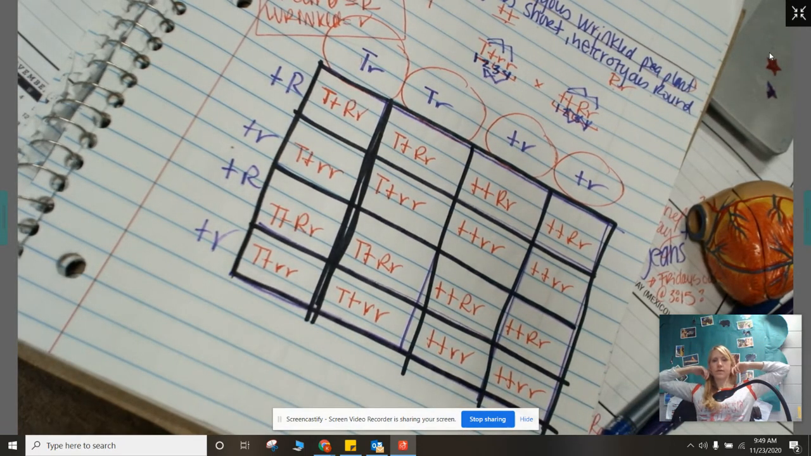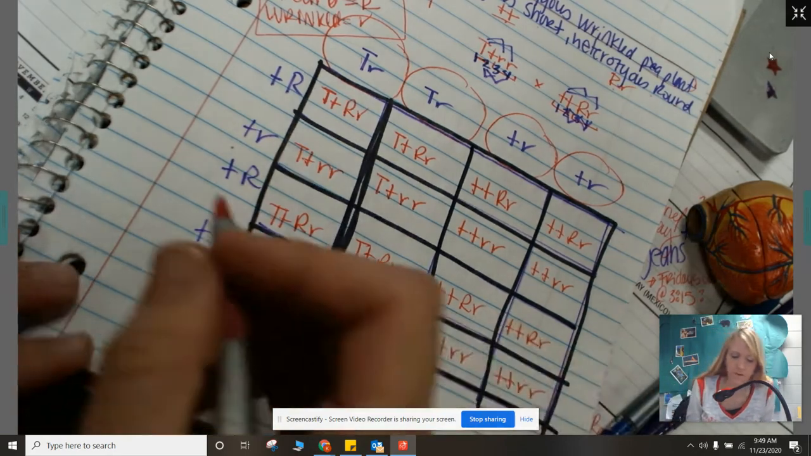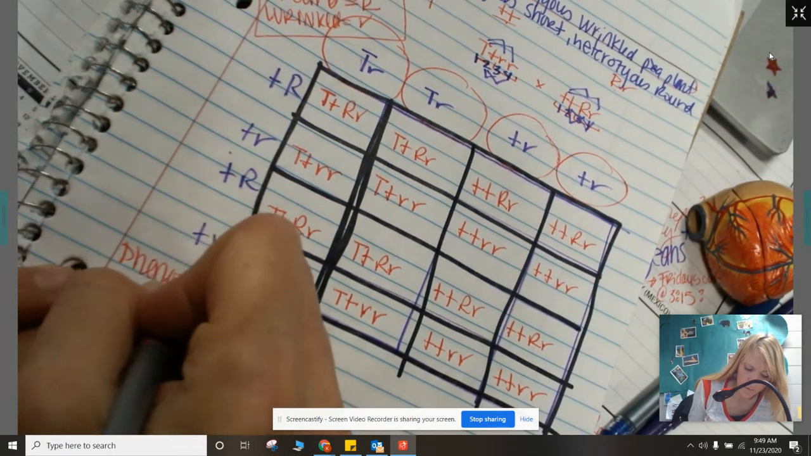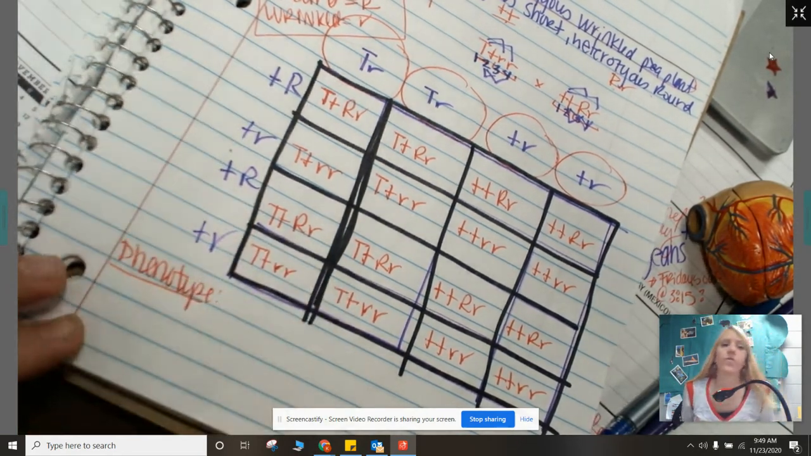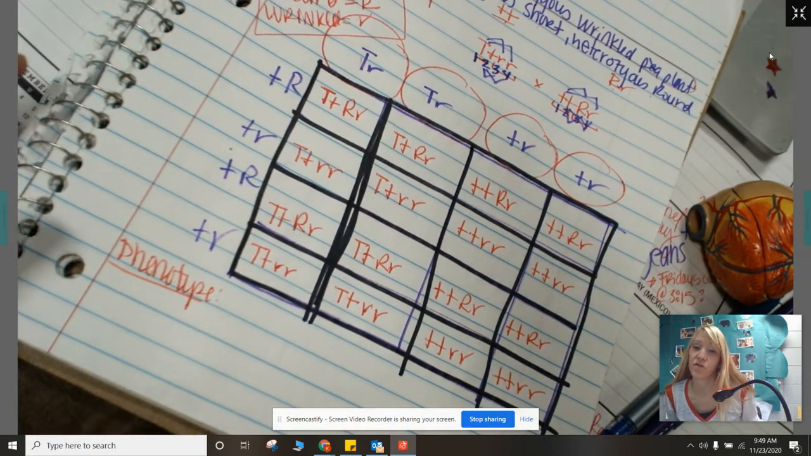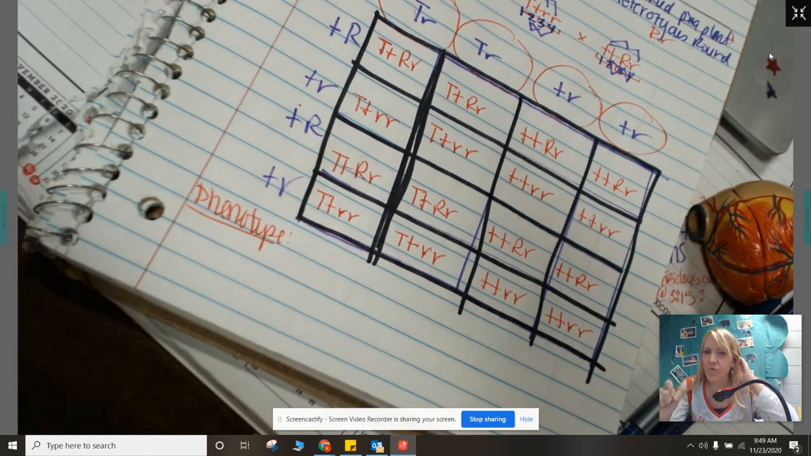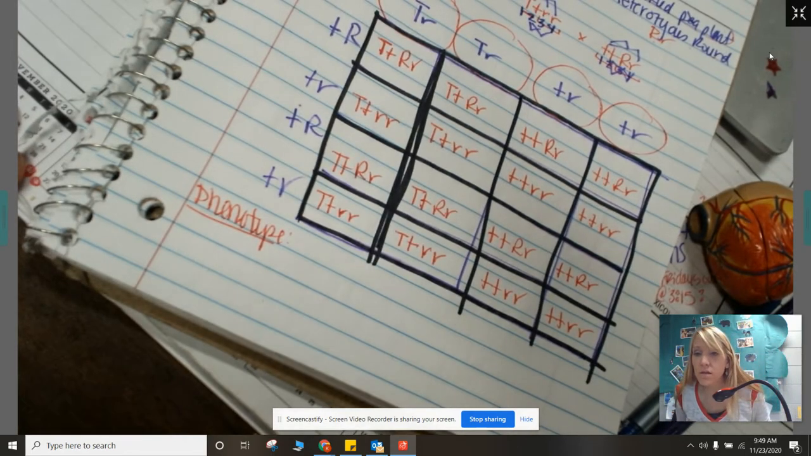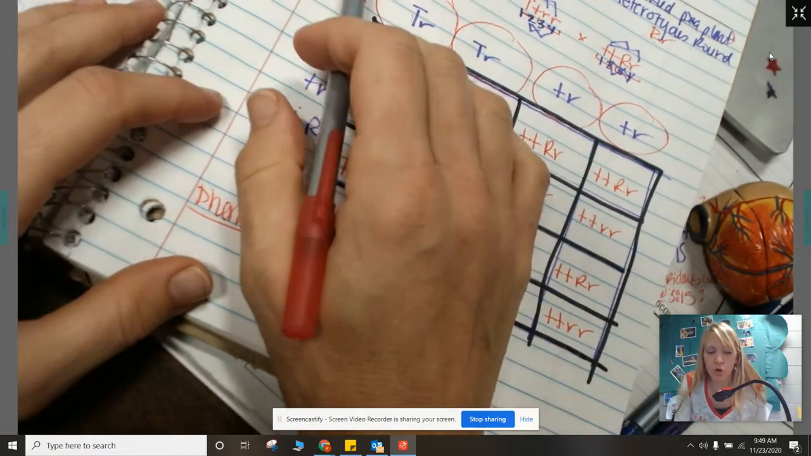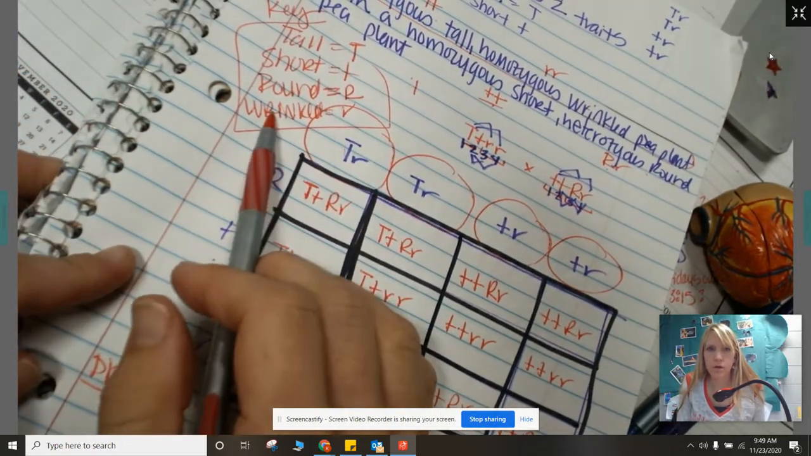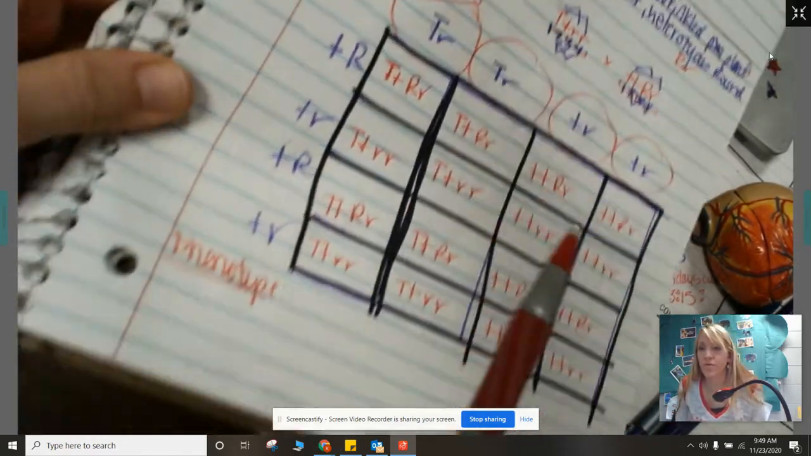I'm done. Okay, am I done though? No, I have to state the phenotype. We don't state the genotype for this one because it would take 500 years. So we just state the phenotype. What does phenotype mean again? Phenotype, photograph what it looks like. So what is it gonna look like? Remember, it could be tall and round, tall, wrinkled, short and round, short and wrinkled. So you have four options.